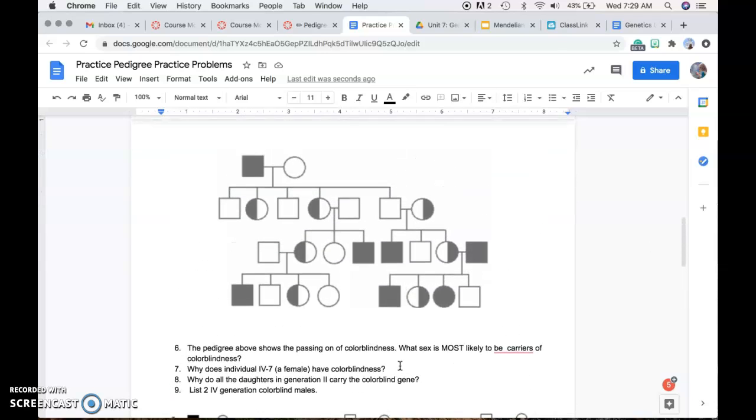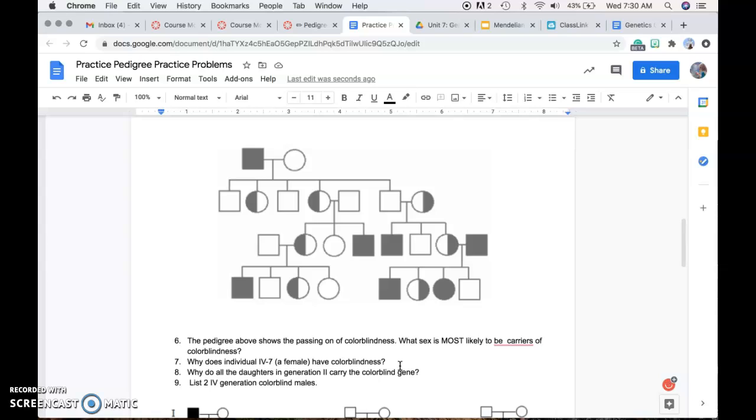All right, let's look at this one real quick. The pedigree above shows the passing of color blindness. What sex is most likely to be carriers of color blindness? A carrier is indicated by a half shaded symbol. So if I look here, this person is affected, this one's not affected, this is a carrier. The only carriers that I see are all circles, and circles are females. So the sex most likely to be a carrier is a female.